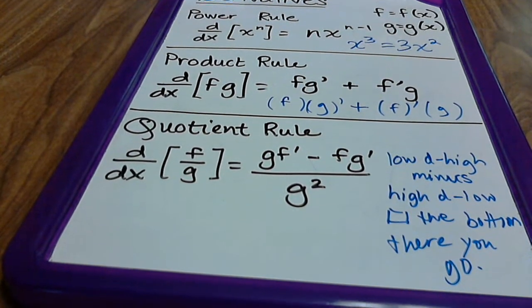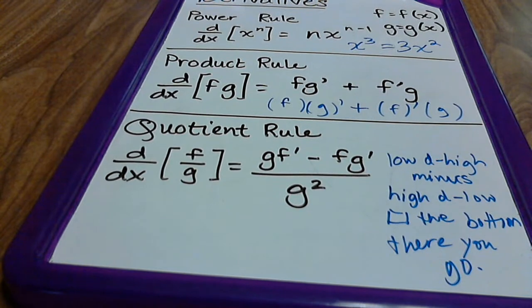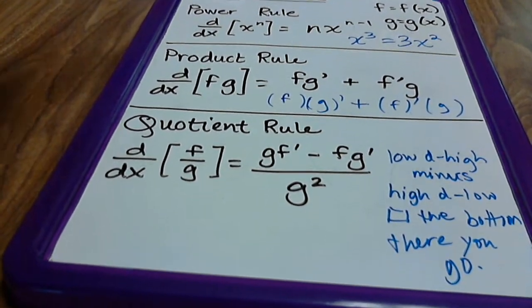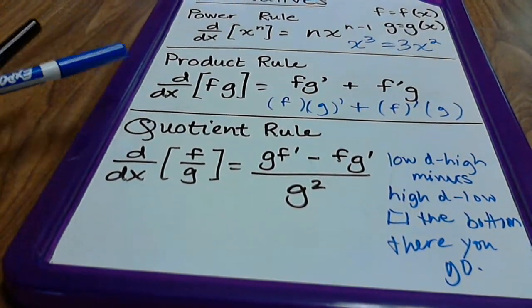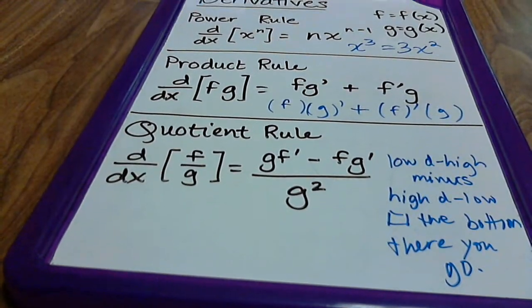So those are the three quick rules of using derivatives. I've already given you an example of the power rule, and I will do two examples using the product rule and the quotient rule.